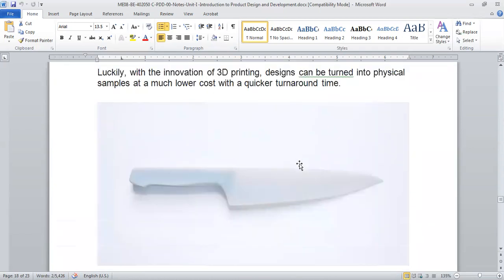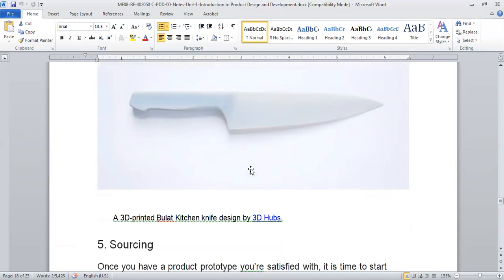Nowadays it is very easy, because in the old days creating a prototype was a huge task. It used to take a lot of time and effort, but nowadays, because of 3D printing, the development of the prototype is very easy. See, this is a kitchen knife designed with 3D apps, and it is developed using a 3D printer.